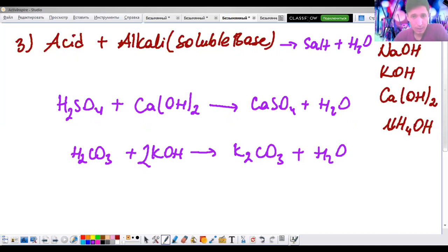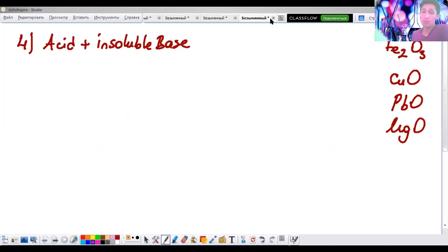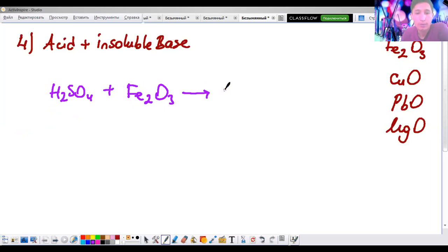Let's talk about the last one, acid plus insoluble base. I showed here just examples of insoluble bases. Let's take sulfuric acid again, plus, for example, the first one, iron trioxide. What will it produce? It will produce iron sulfate and water.